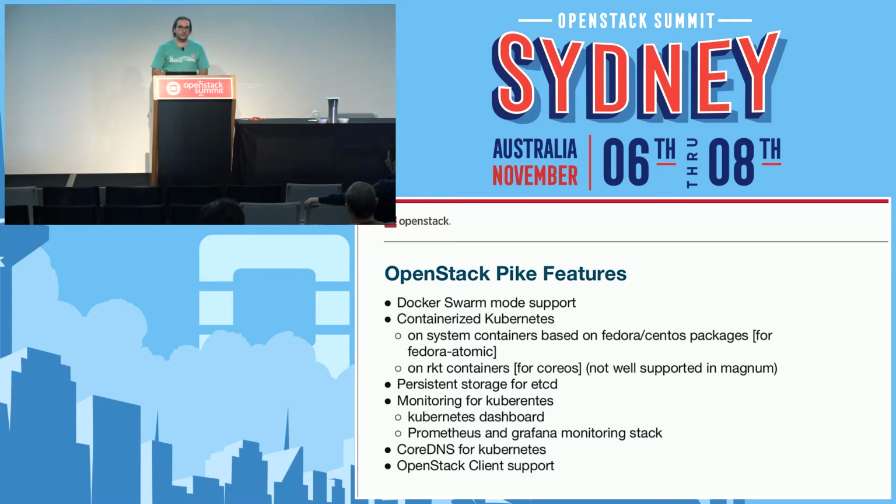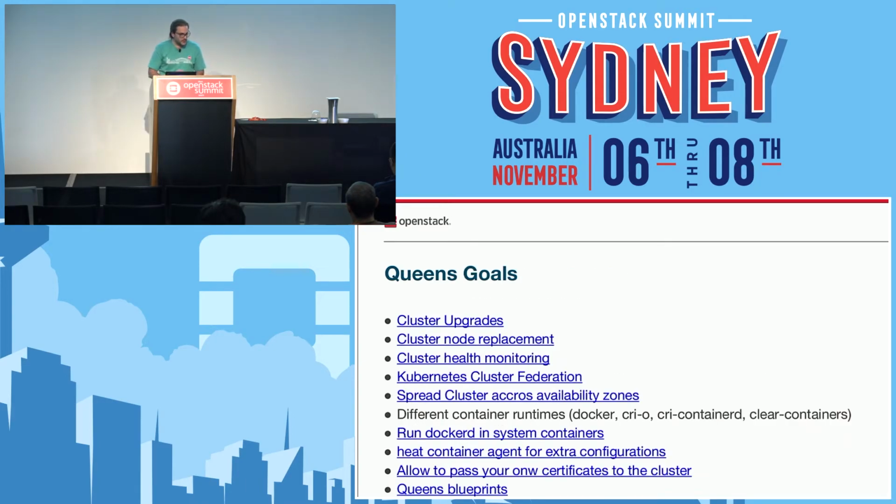One big improvement that we did for Magnum is we added OpenStack client support, and we're aiming to completely deprecate the Magnum client, the shell client, not the Python SDK, and use only the OpenStack client, so you can get a unified experience with the keyword COE, for Container Orchestration Engine. So these are the very ambitious Queens goals that we have.